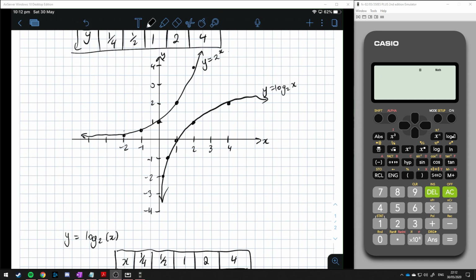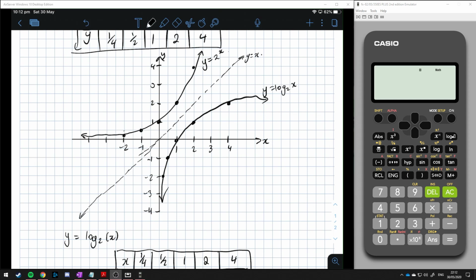Now, it might not be super obvious due to my pretty crappy drawing, but what you might notice is that these two graphs look very similar. And in fact, they are pretty much exactly the same graph if I reflect them across a specific line. And that line we reflect them across is the y is equal to x line. Okay, so there we go.